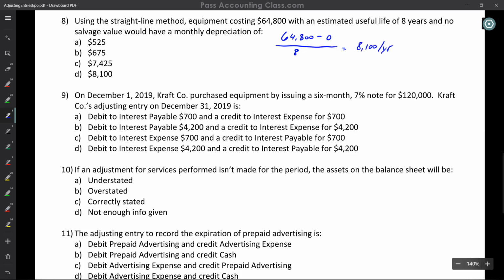So we need to make sure of what we put per year. If we divide that by 12, that will give us our monthly amount. And when we do that, we end up with $675. So the answer here is going to be B.